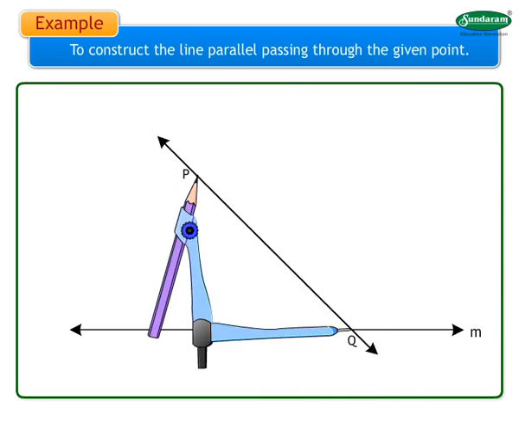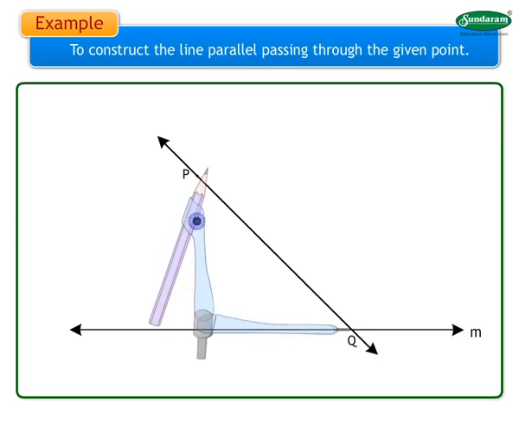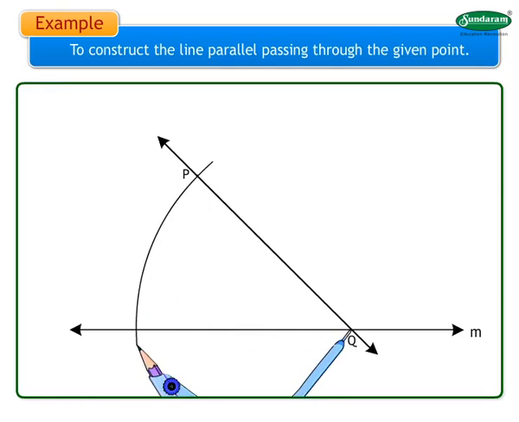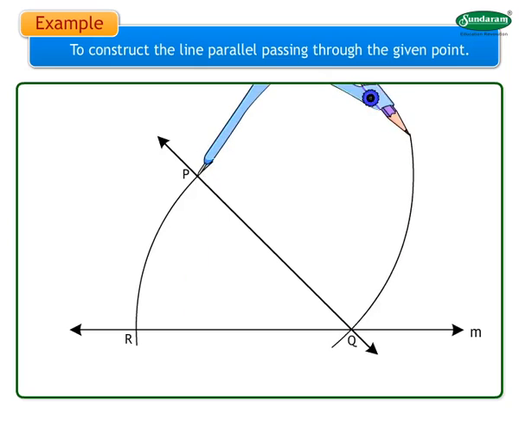Now measure the distance between the points Q and P and, keeping the point of compass on point Q, cut an arc on the left side. Mark the point of intersection of the arc and line M as R. Keeping the point of compass on point P, cut an arc on the right side of the line QP.